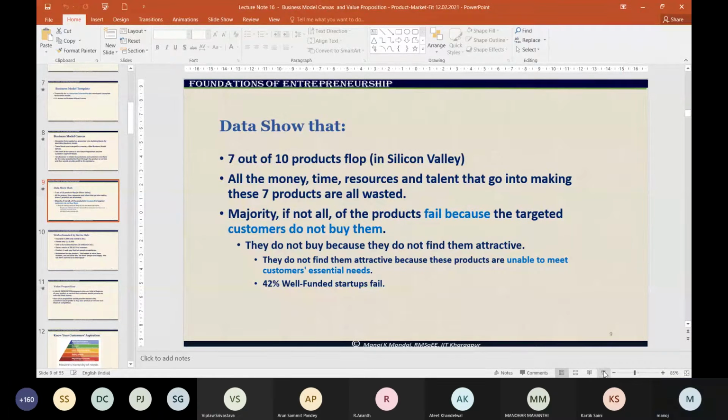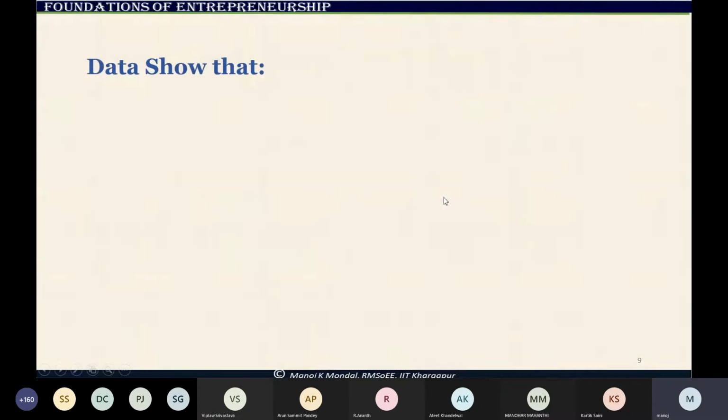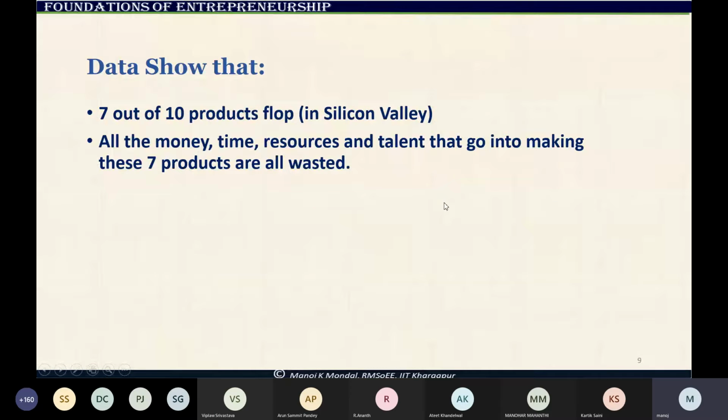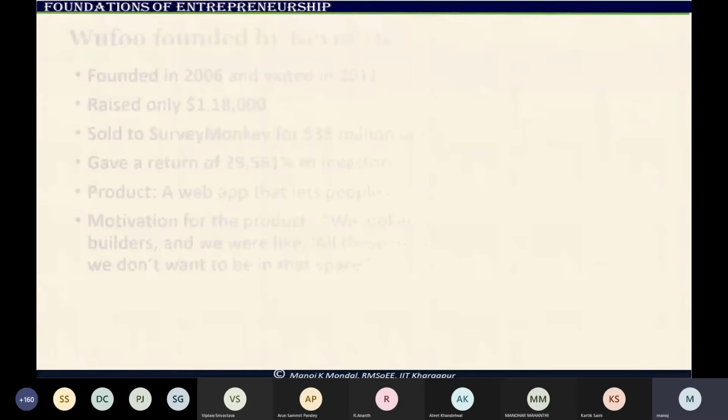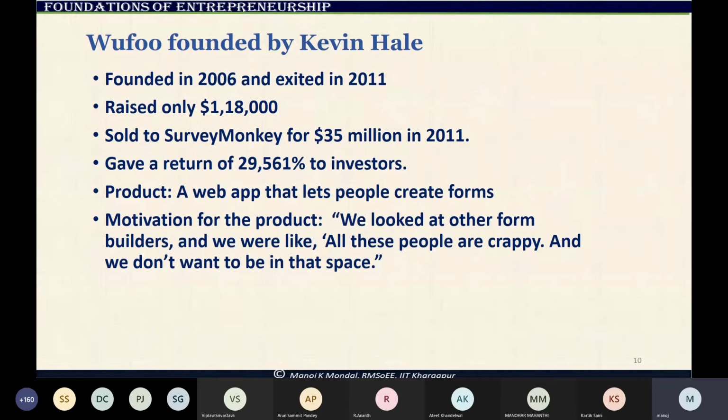Then these are some foundational blabbering. 7 out of 10 flops. All the money and resources go down the drain. So meaning that you should be very careful when you plan your business model, so that you don't enact another story of failure.